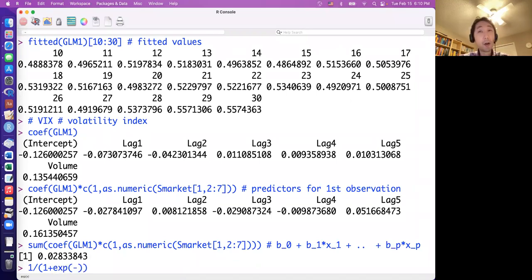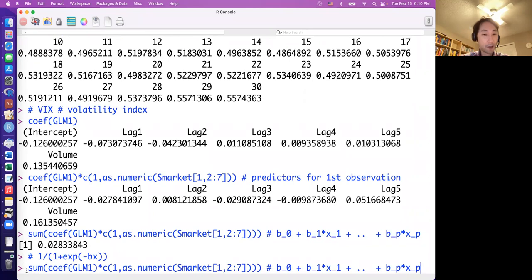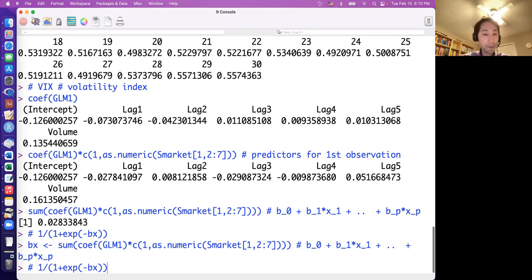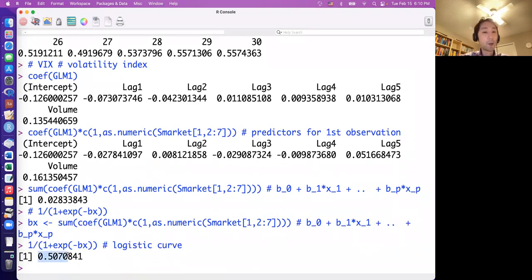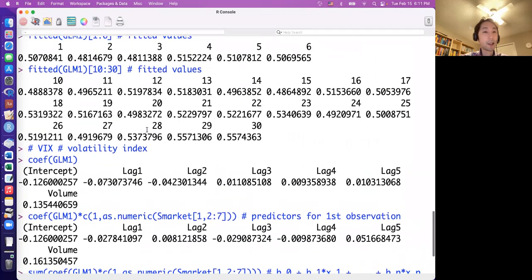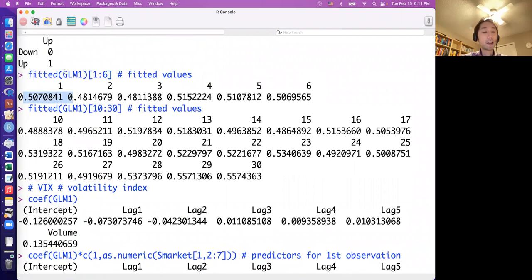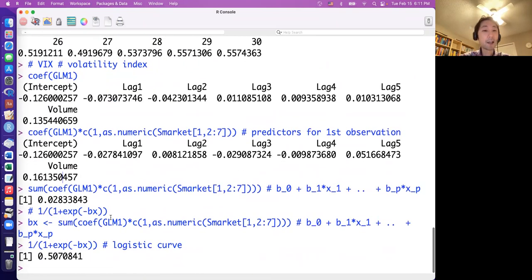So if you use the logistic curve, that is 1 over 1 plus the exponential of negative... Sorry. We have to name the output of the previous line. So this is the product of beta and x, so we name it as bx. Then we use the logistic curve. Then we get the fitted value of 0.507. So this is the same as the number obtained by this fitted function. Okay. So in this way, we can calculate the fitted value of logistic regression.